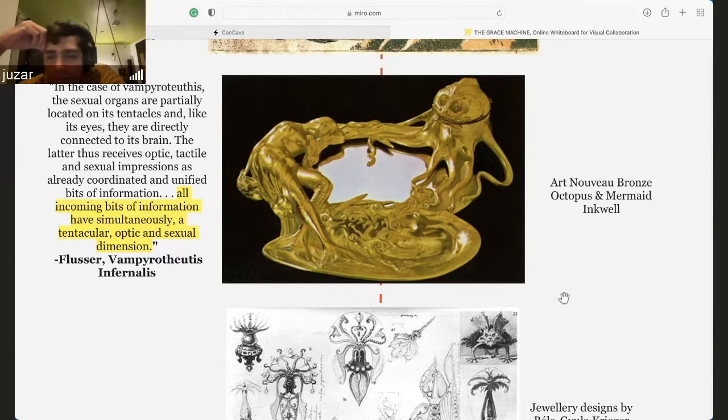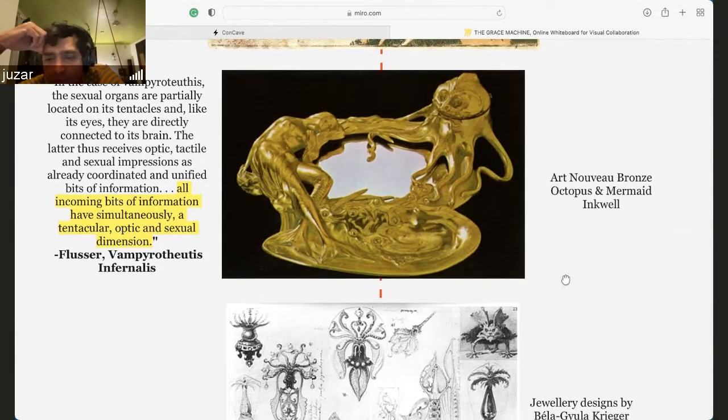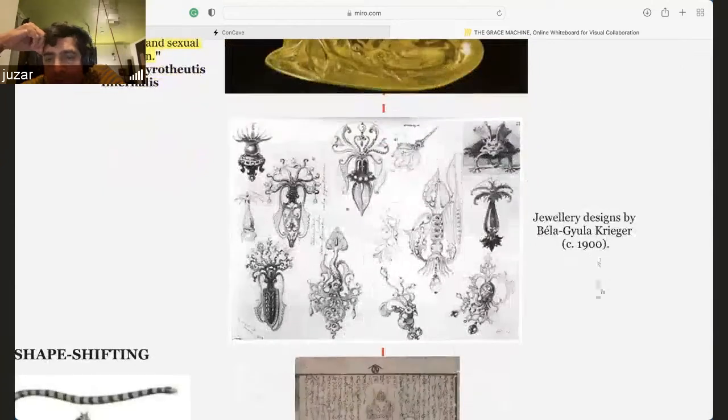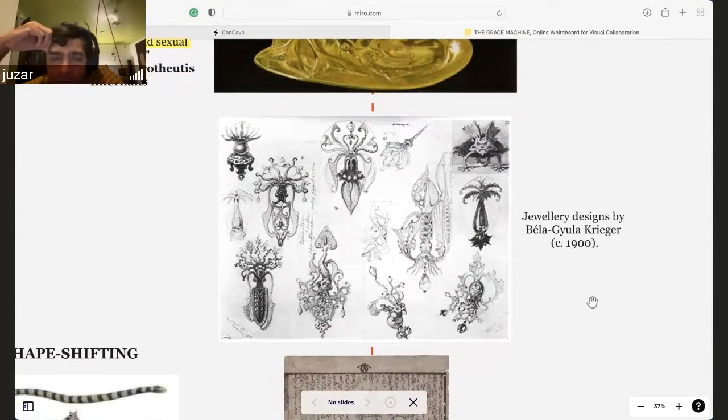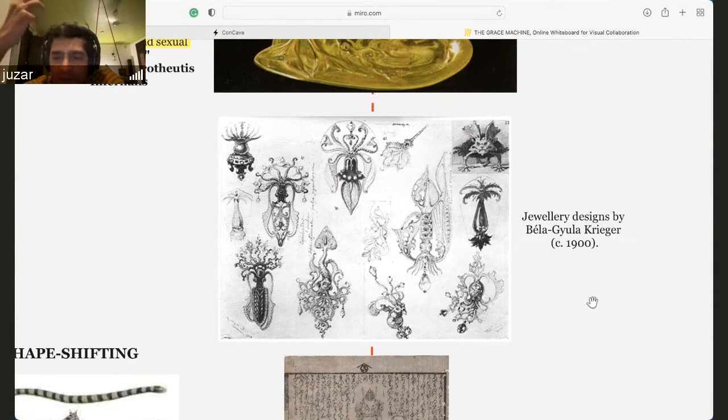Below this are jewelry designs by Bella Krieger, another Art Nouveau piece, and how the arms go into the making of ornaments, still a part of the limbs of pleasure, because it gives that. And below that image is another one by Hakushai.